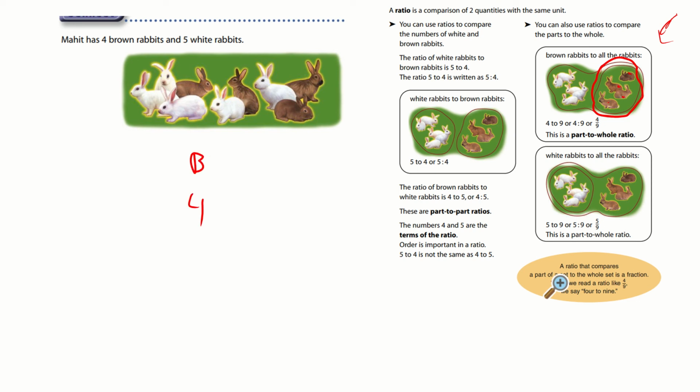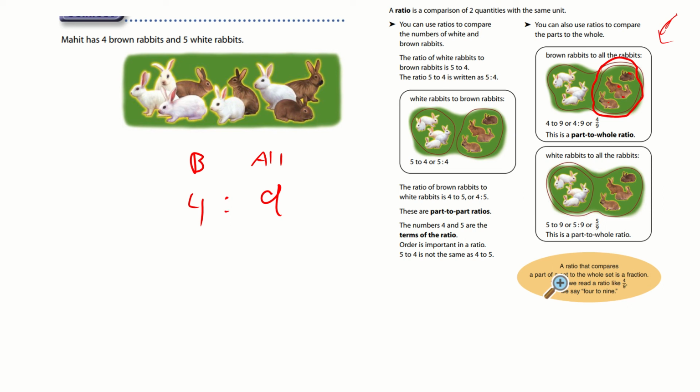Now what it's saying is you can compare the brown rabbits to all the rabbits. So I can write A here, or all. And I know there's 4 brown rabbits, so I have to add 5 more because there are 5 white ones. So we get 9. So here, my answer is 4 to 9, just like that.